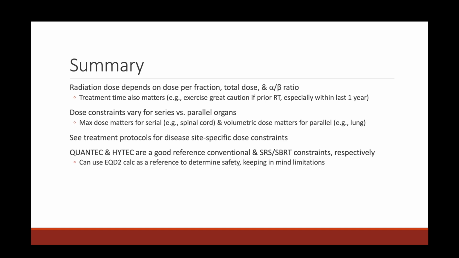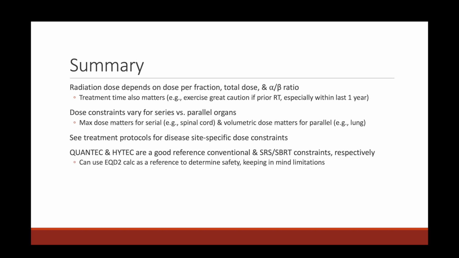The dose constraints are different for series versus parallel organs. Remember, series organs like the spinal cord, we worry more about a point dose, and parallel organs like the lung, we worry more about a volumetric dose. So keep in mind what is the nature of the organ that you're treating when you're thinking about dose constraints. For disease site-specific protocols, you'll see different dose constraints. And as always, we use our common sense. So if we are not treating to a total radiation dose that's more than 20 or 30 gray, for example, there's no need to accept a heart mean of 26 gray. We drop that heart mean a lot.